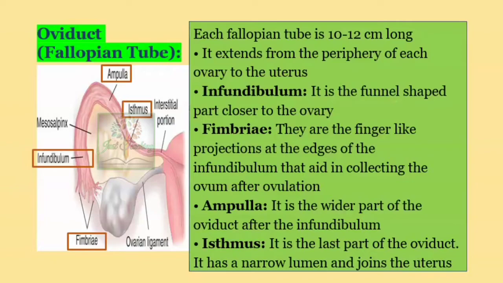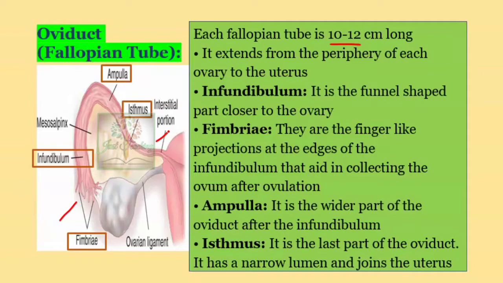First, we will start with the oviduct, which is also called the fallopian tube. We already studied this, isn't it? We already know that females have a pair of fallopian tubes. Each fallopian tube is 10 to 12 centimeters long, and it extends from the ovary and reaches the uterus. So it starts from the ovary and goes on to reach the uterus.